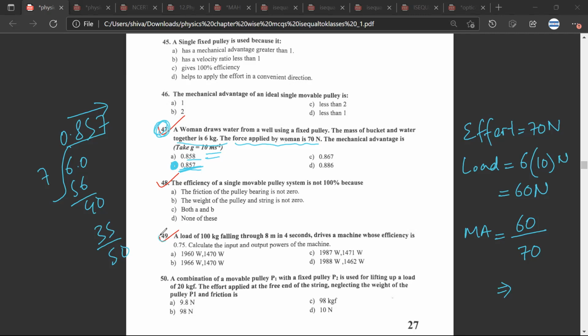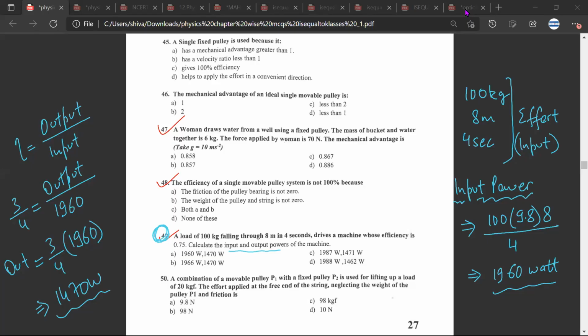Okay. Question 49. Now this is an interesting question. Mr. CB, try to do this. So Mr. CB, how should we do this? In this we have effort as 100 kg. We have displacement as 8 meter. And we have T as 4 seconds. And it asks us the input power.